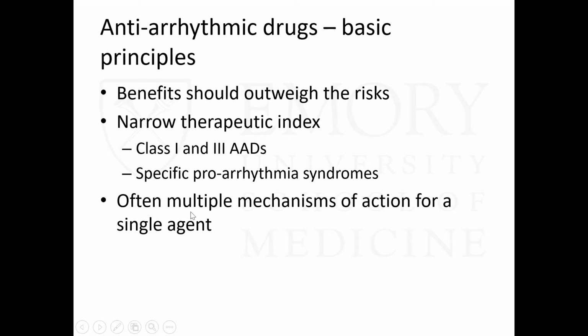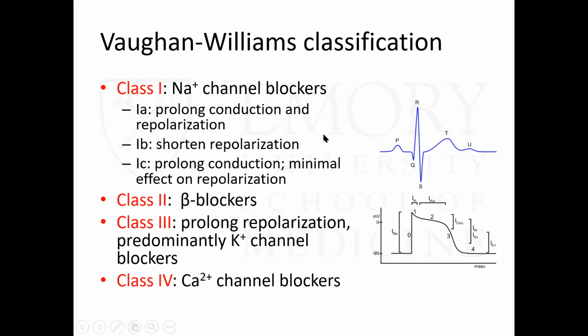The other thing that makes antiarrhythmic drugs hard to study, at least, is that a lot of them have multiple actions. It's not like this specific drug inhibits this specific channel, and that's the way it works. Most of them are somewhat promiscuous from an ion channel biology point of view, and you'll see that as we go along. Many of the antiarrhythmic drugs bind multiple kinds of receptors. You'll all be pretty familiar with this Vaughan-Williams classification of antiarrhythmic drugs.